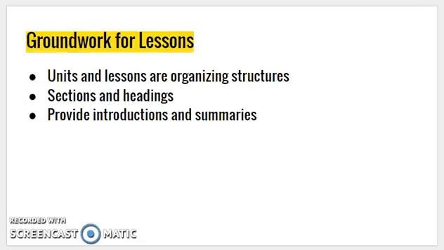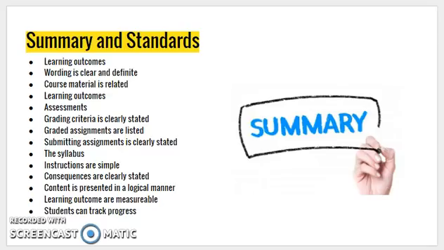Groundwork for lessons. Units and lessons are organizing structures. The meat of the course is in the sections and headings of the chunk within each lesson. They provide introduction and summaries at the beginning and end of each unit. The summary of standards. Learning outcomes are measurable and specific. The wording used for learning outcomes is clear and definite.